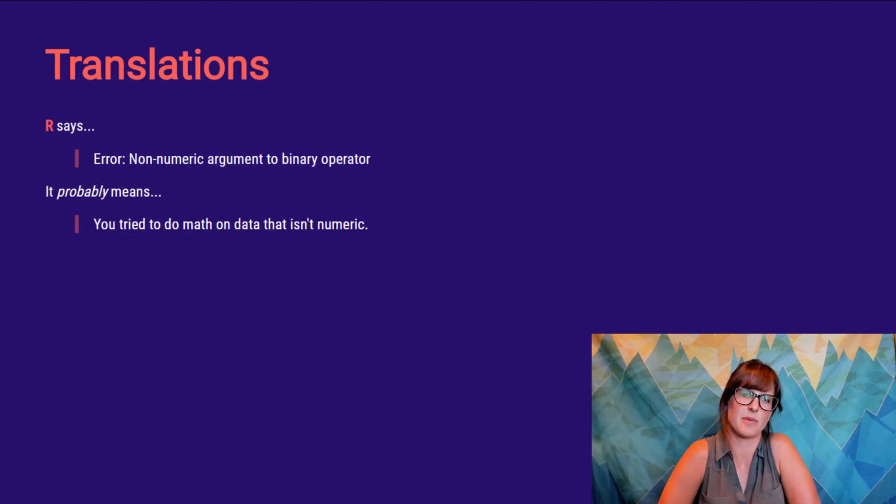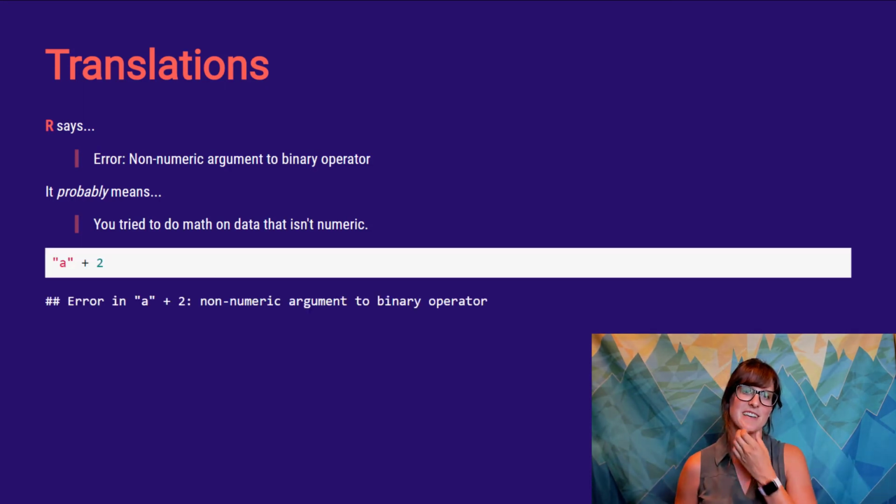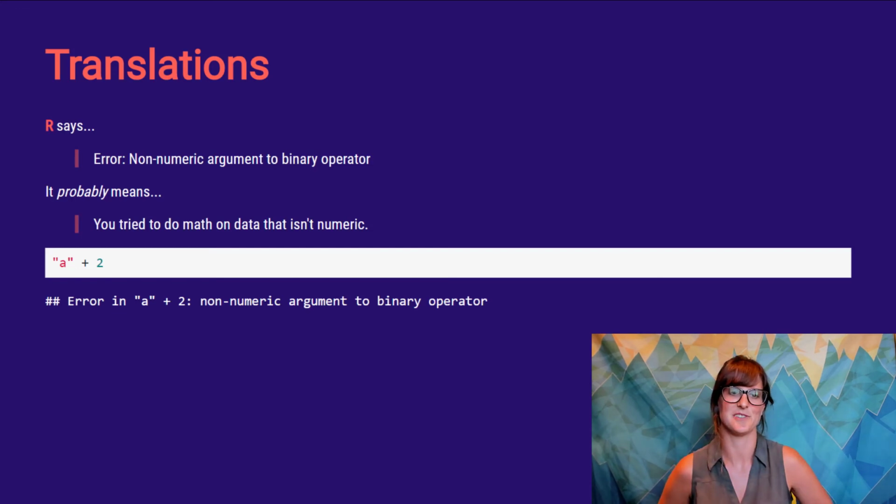Lastly, the other most common one I see is "non-numeric argument to binary operator." Again, lots of fancy words that just means you tried to do math on data that was a word. Literally, that's all this means. So we just saw an example earlier on. Here's an even simpler one. I'm trying to add 2 to A, and R says, no way, I can't do math on the letter A. And then it gives you this very formal "non-numeric argument to binary operator." Thank you, R. Really, you just can't add.